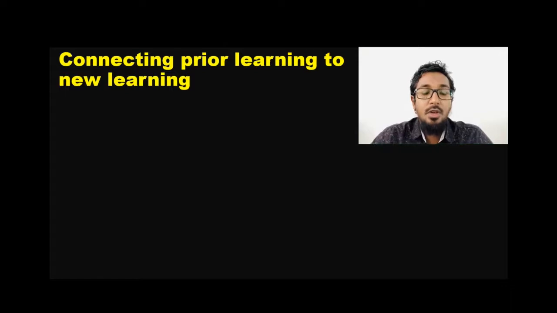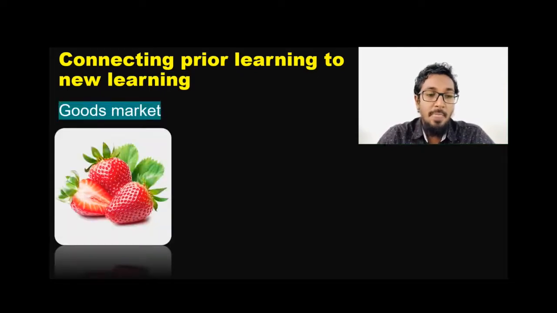Now let me connect your prior learning to new learning. Since in this session we are talking about the foreign currency or currency market, it is always important to connect what you already learned to this one, because it is very interconnected. For example, the goods market is where we trade tangible things, for example strawberries, computers, stationeries and so on, right?